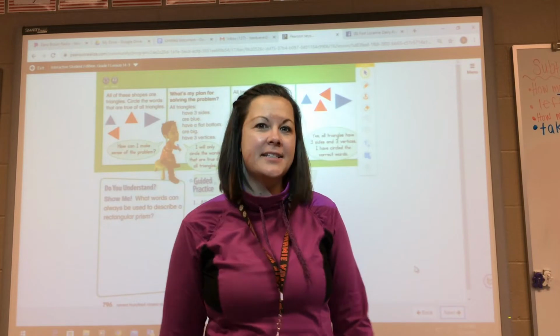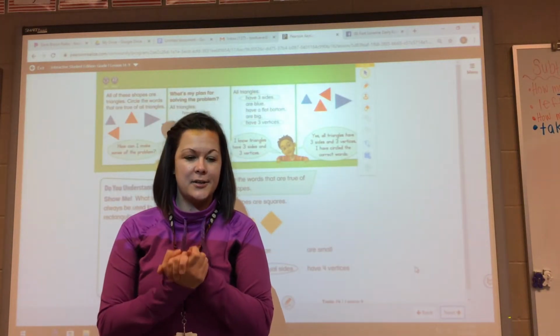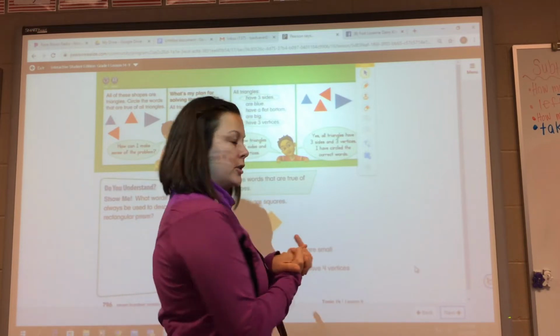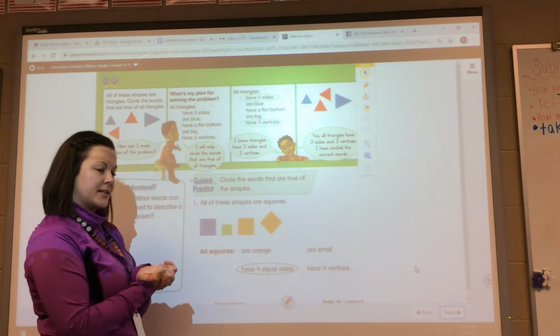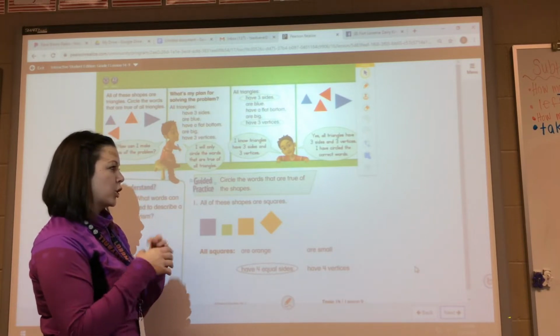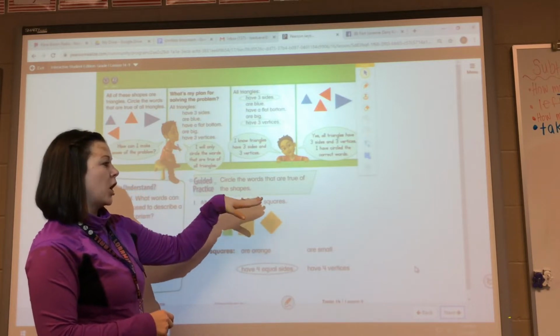Okay, so math lesson today is 14-9, our last lesson. Okay, so here's what we're going to do. So we need to look at our pictures and discuss them and see if they are true. So the key word is that all of these shapes are squares.